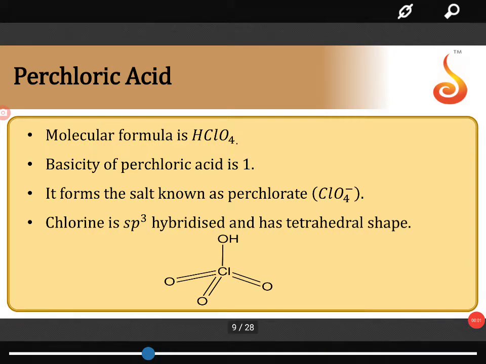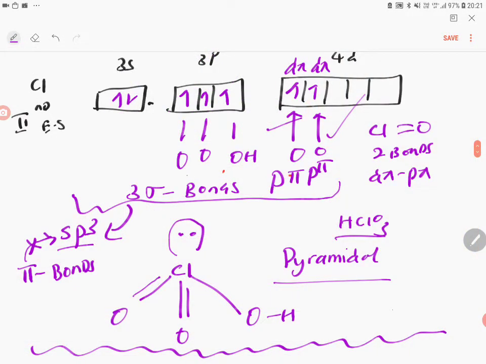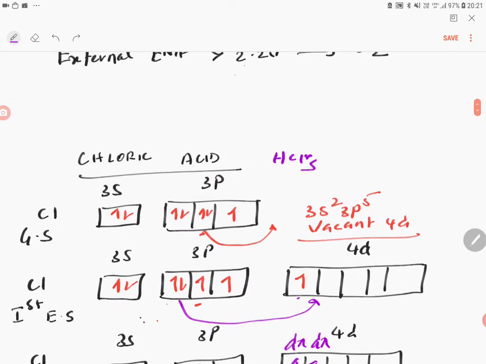Now, let us learn how to find out the hybridization, shape, and the number of the different types of multiple bonds in perchloric acid. So, what is the formula of perchloric acid? Perchloric acid formula is HClO4.